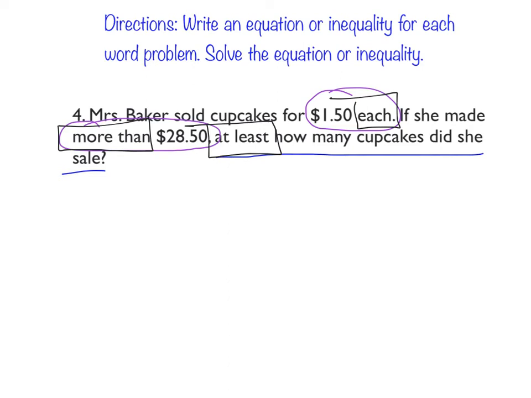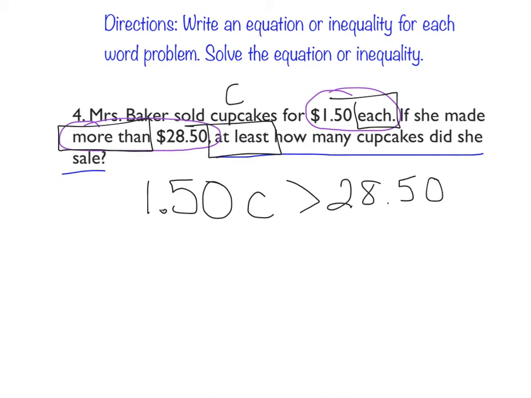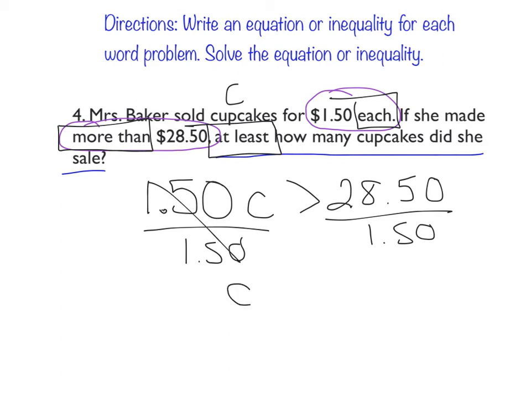Now if you think about your equation, you could say that she would sell cupcakes $1.50 for each one. So each one means to multiply. So $1.50 times the number of cupcakes, because I don't know how many cupcakes. And so she needs to make more than the $28.50. And now you would just solve this the way you've been solving. So I would divide both sides by $1.50. These will cancel. You'll be left with C.